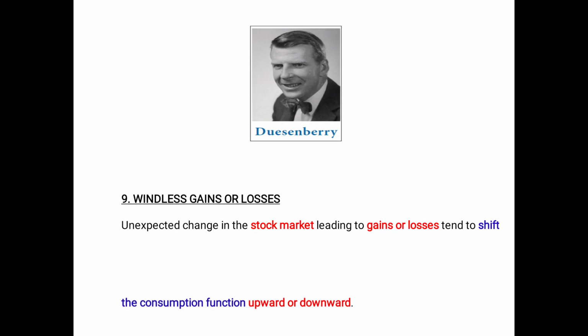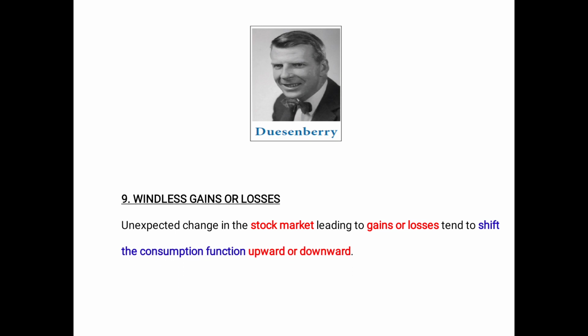Next is windfall gains or loss. Both may happen, or maybe only one can happen. So there are unexpected changes in the stock market. Sometimes there is a gain, sometimes there is a loss. So maybe the stock market gain is more, or it may crash also. So vice versa, both ways it is being affected.